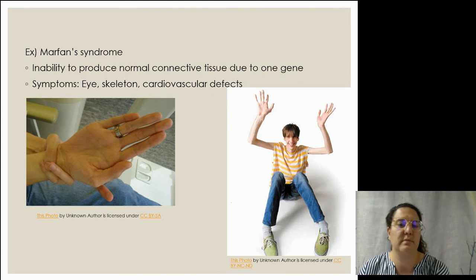In Marfan syndrome, you have the inability to produce normal connective tissue due to one gene. And the symptoms include symptoms of the eye, skeleton, and cardiovascular defects. So they have incredibly large hands and long limbs.